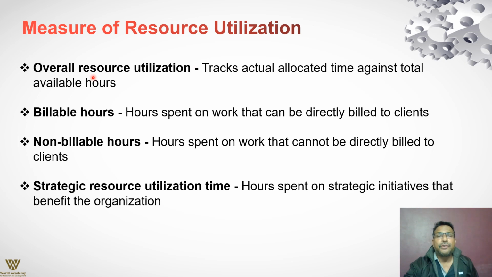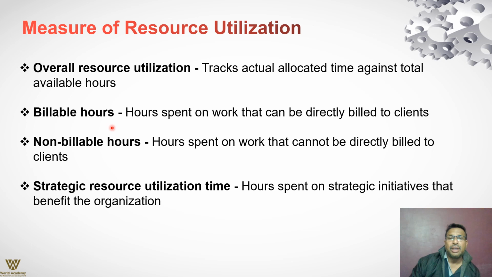To measure resource utilization, overall resource utilization tracks actual allocated time against the total billable hours or available hours. A person usually spends approximately 8 mandated hours in the workplace. Billable hours are hours spent on work that can be directly billed to the client. Non-billable hours are spent on work that cannot be directly billed. Let's say people were there, but they were planning or doing something else. They might be spending time building a network or having a good time, which will have a filtered-in effect on future projects.